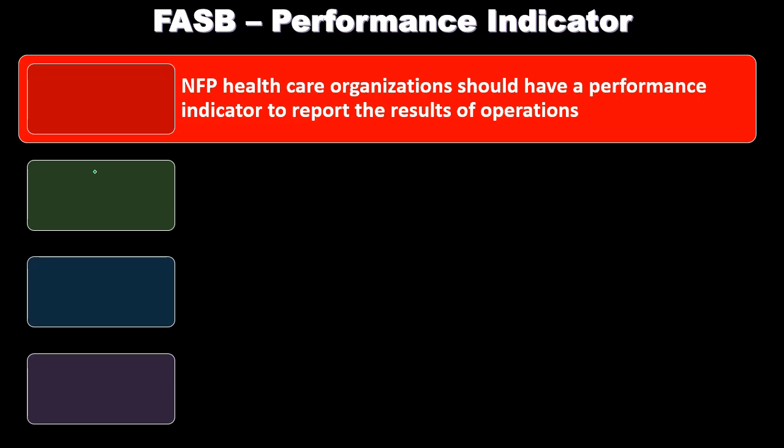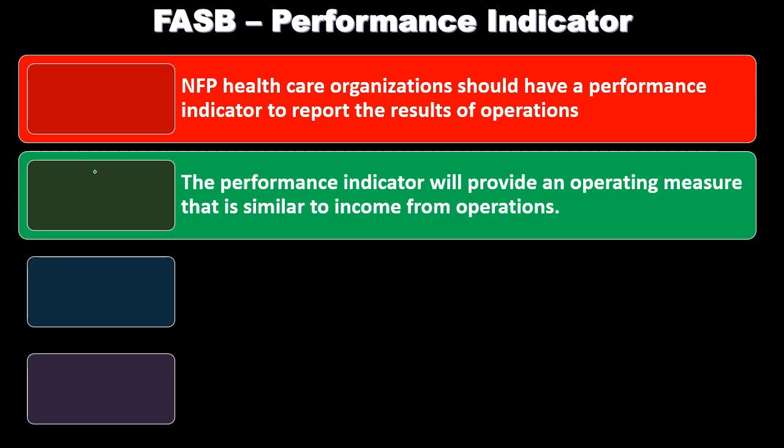If you contrast that to a for-profit organization, obviously the performance indicator is basically the net income number. How are we doing? Revenue is the objective, and therefore we're looking to see how much revenue we have generated. In a not-for-profit organization, revenue isn't necessarily the objective, and therefore we need to think about how we're going to look at the operating statement with regards to performance indicators to see how we're doing, how efficient we are. The performance indicator will provide an operating measure that is similar to income from operations.